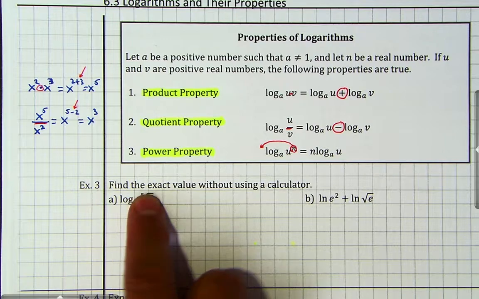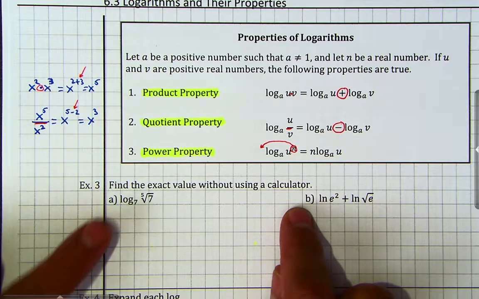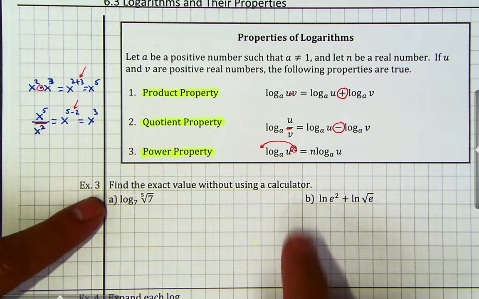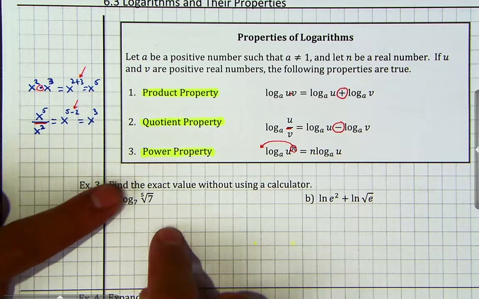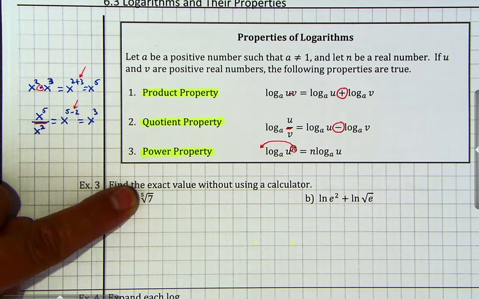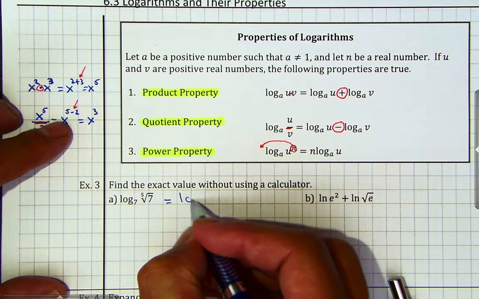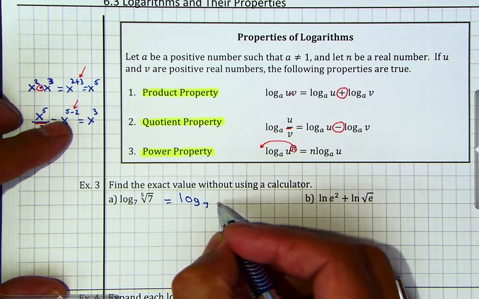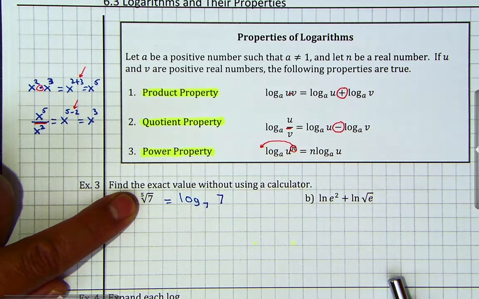Find the exact value without using a calculator. So therefore, I need to be able to simplify, and I'm not able to use a calculator. So let's see. Is there another way of writing down the fifth root? So I want to be able to rewrite it. So this is the same as a log base 7. How can I rewrite this as an exponent? 7 to what exponent? Correct, to the 1/5.